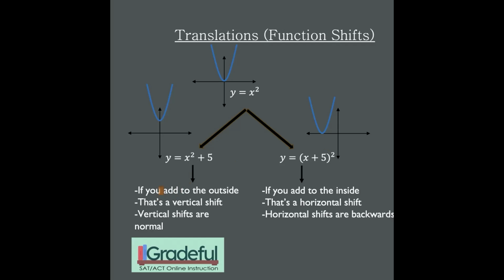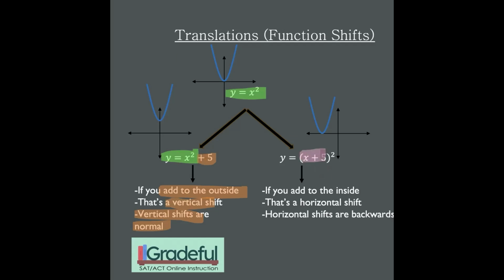That's because if you add to the outside of any function, for instance, y equals x squared, becoming y equals x squared plus 5, if you add to the outside, that's a vertical shift. Vertical shifts are normal. So positive is up and negative is down. Adding 5 to the outside is up 5.